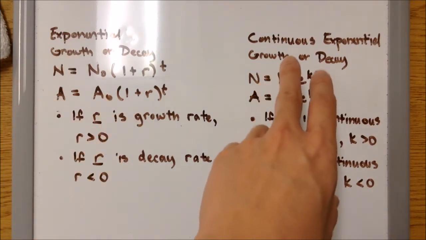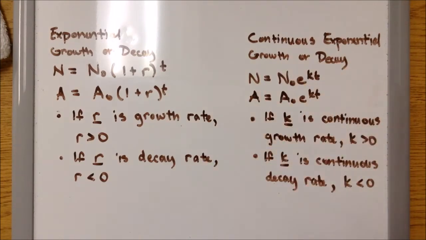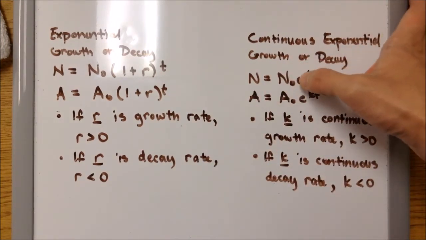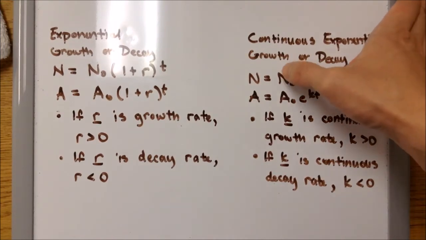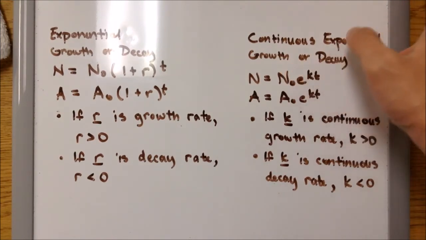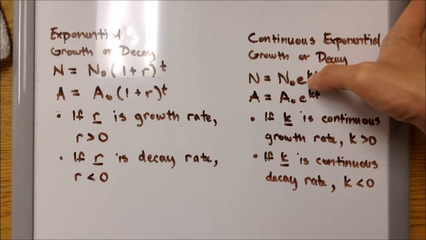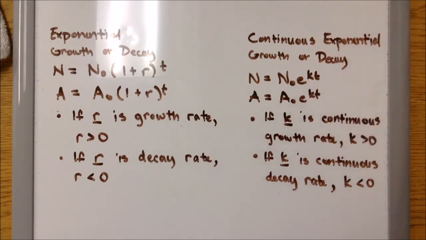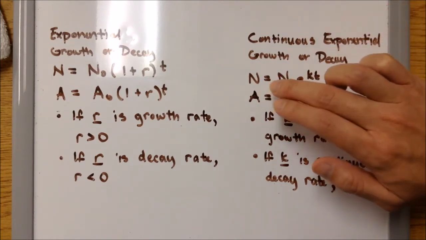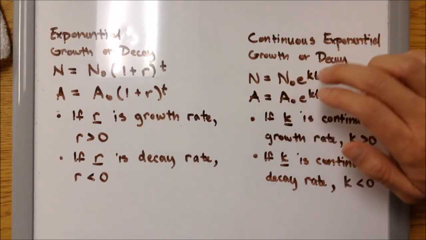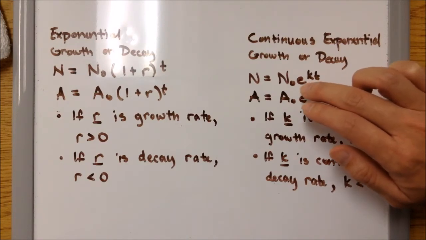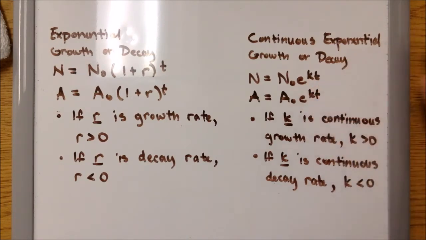Now, continuous exponential growth or decay, the formula is N equals initial N, where it says right here N subscript 0, that's initial N, times the e function to the power of k times t. So again, it's N equals initial N times the e function to the power of kt. Now again, here the e function is the exponential function. It's the same function used in Algebra 2.